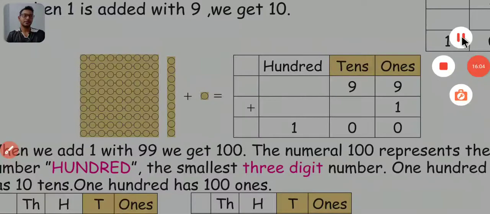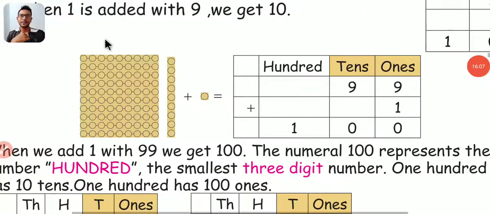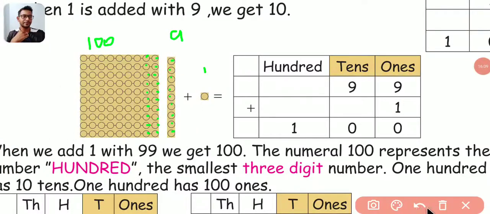Not 9. Sorry, this is not representing 100. Let us count. So this is representing 9. So this is 20, 21, 22, 23, 24, 25, 26, 27, 28, 29, 30. Okay, this must be 40, 50, 60, 70, 80, 90. Sorry, this is not 100. This is 90. Okay, this picture is representing the number 90.